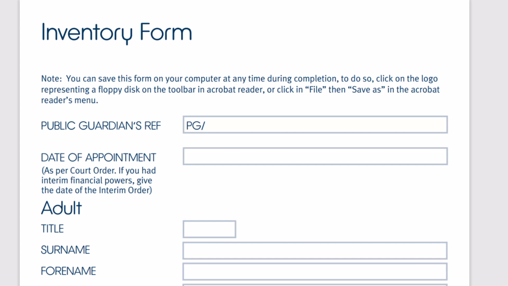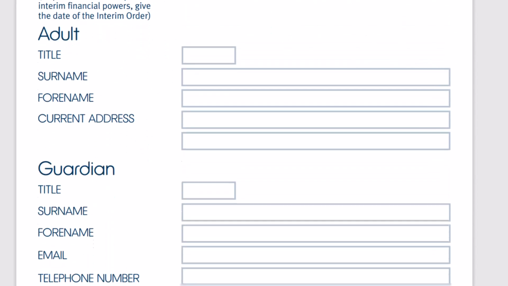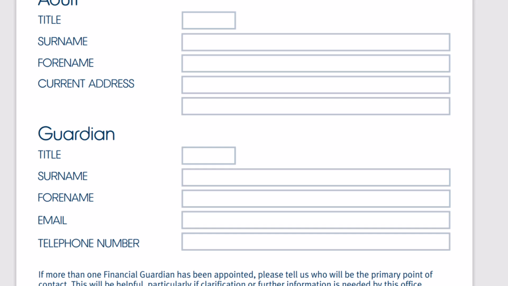On the first page of the form, enter the reference number for the guardianship. You'll find this on any of the letters we've sent you. In the date of appointment field, write the date you were appointed as guardian, the date the sheriff at the sheriff court made the decision to appoint you. You'll find this date on our letters to you and on your certificate of appointment. The inventory should show the adult's assets as they were on this date.